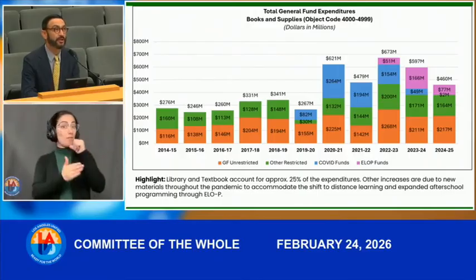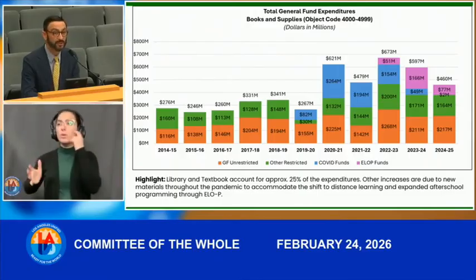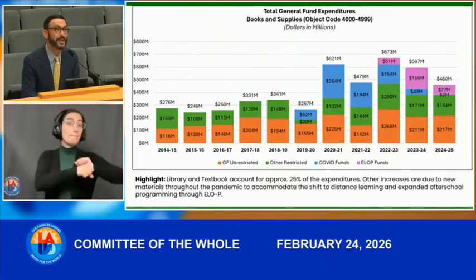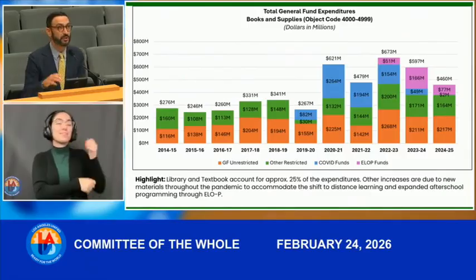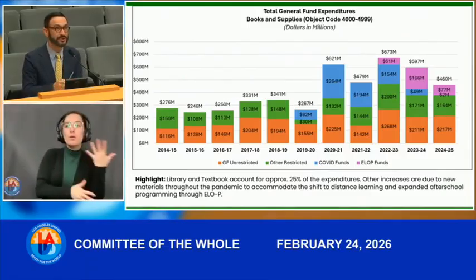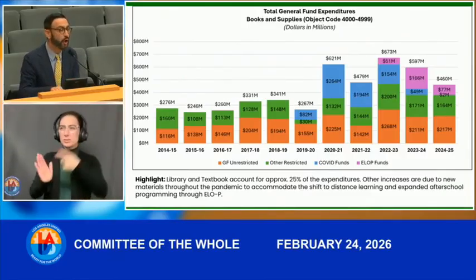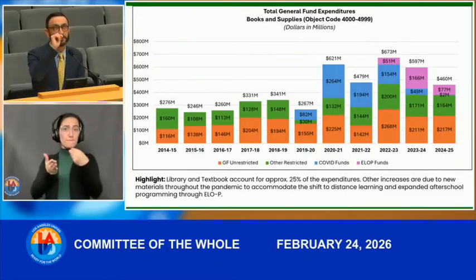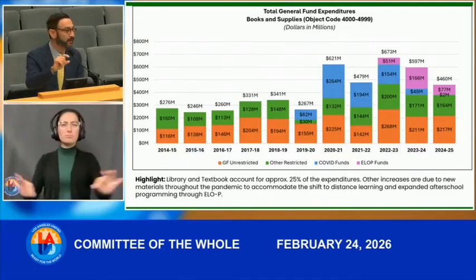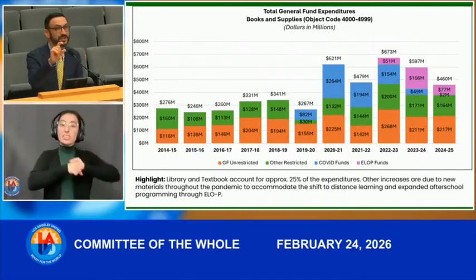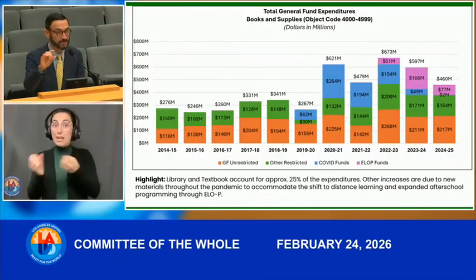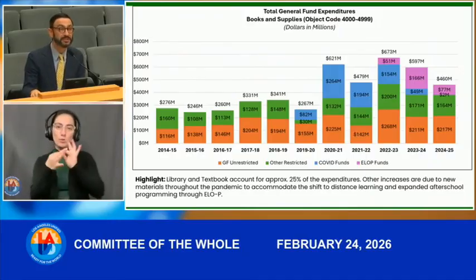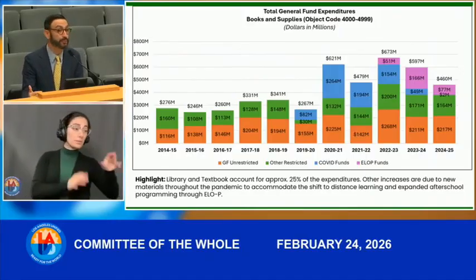unrestricted. The green is other restricted. The blue is COVID funds, and then the purple is ELOP. So those last three, the other restricted, the COVID funds, and ELOP funds, those are all general fund restricted. But we thought it was very meaningful to split out the COVID funds so you could see how much of this spending in books and supplies is attributable to specifically COVID-related funds. And then ELOP is important also because it's a relatively new program.